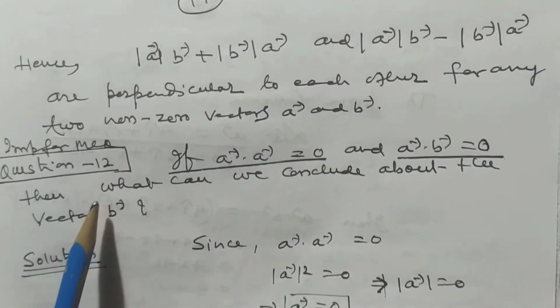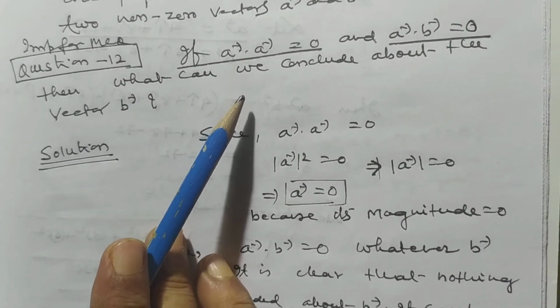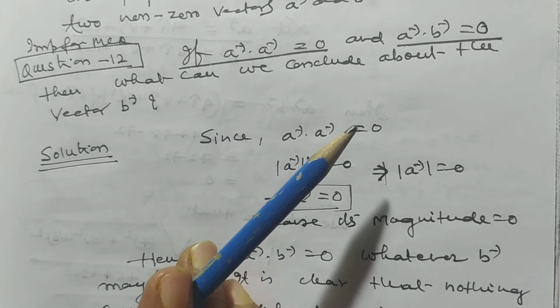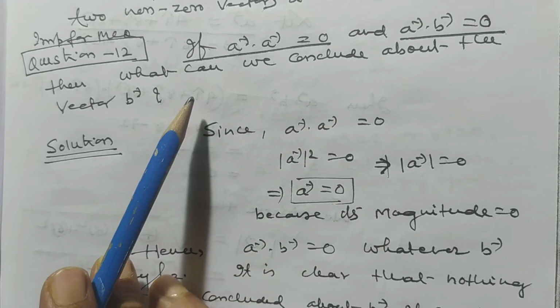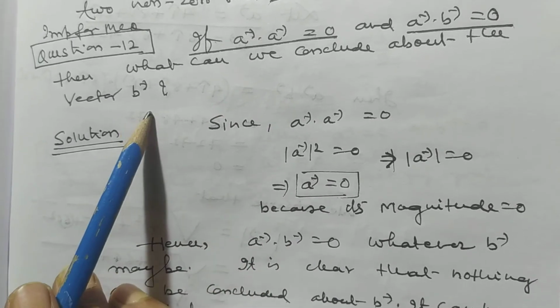Now question number 12. If vector A dot product with vector A is equal to 0 and vector A dot product with vector B is equal to 0, then what can we conclude about the vector B?